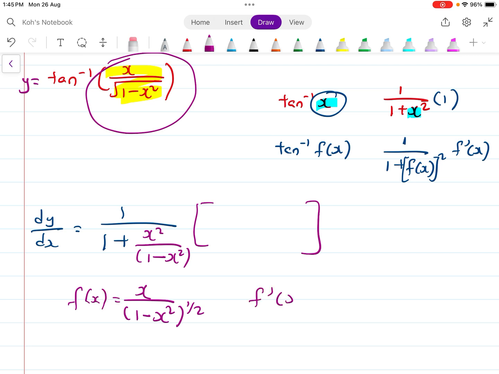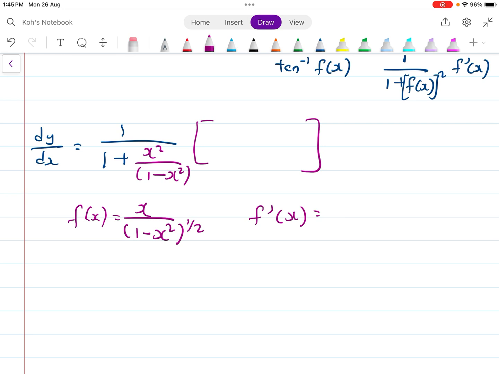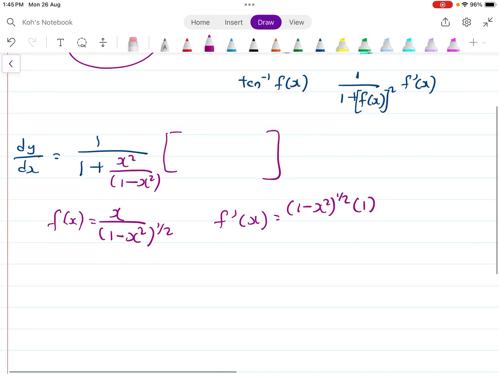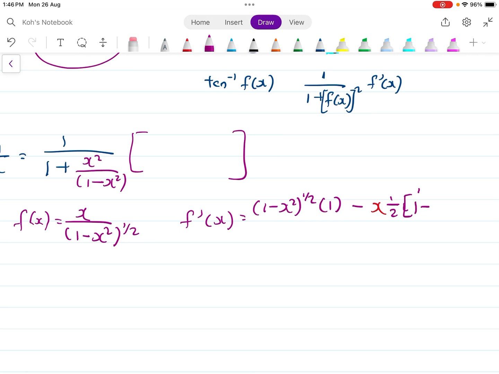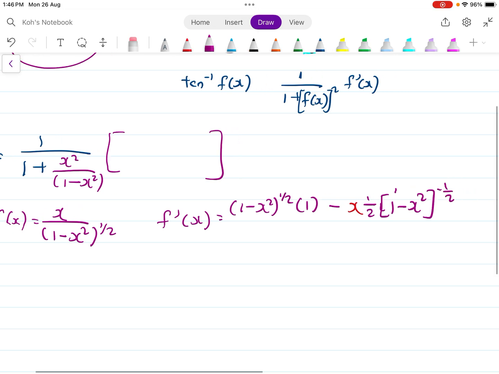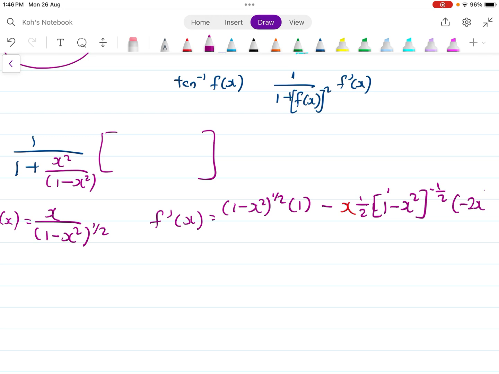So f prime x is equal to, let's look here, low d high minus high d low. Low d high: differentiate x, so it's 1, times 1 minus x squared to the power of half. Then high d low: high first, then differentiate the low. So I differentiate the bottom, it's half times 1 minus x squared to the power of negative half, but don't forget to differentiate inside the bracket as well, so times minus 2x. The whole thing over low squared, which is 1 minus x squared.